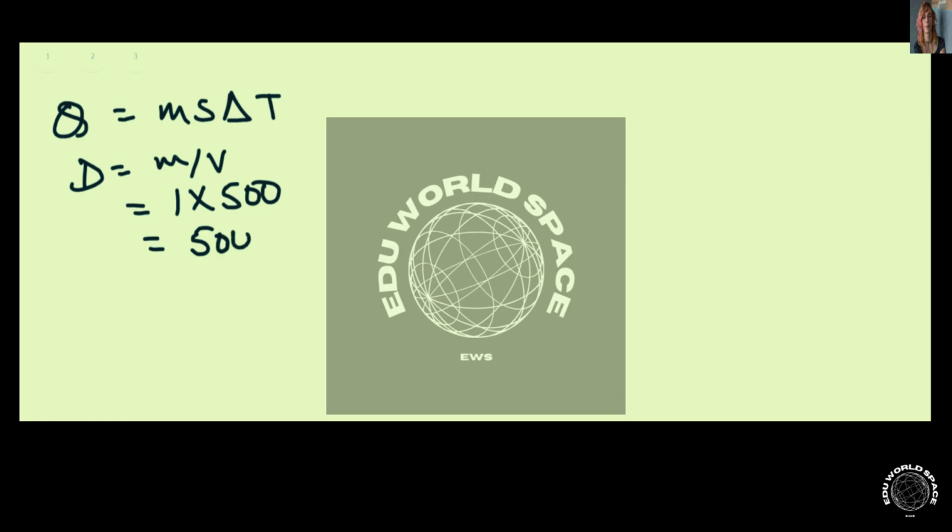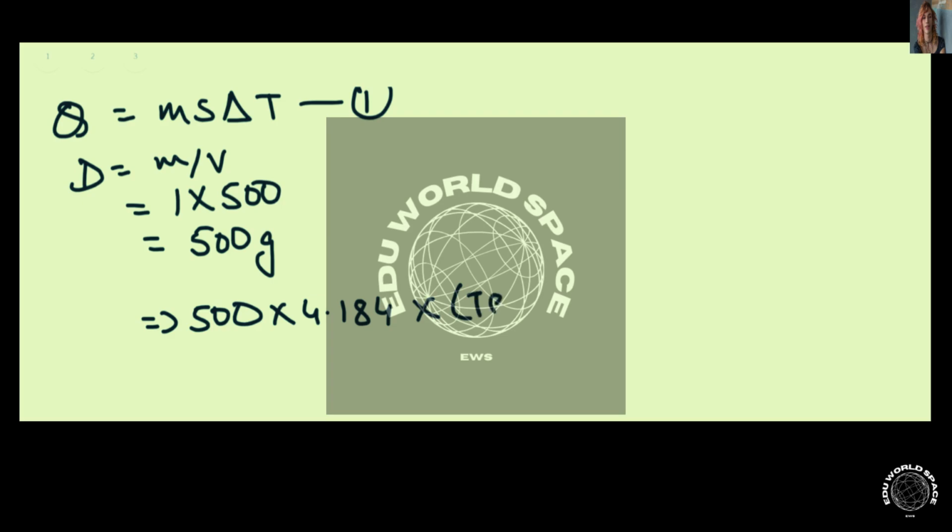Substituting the values to determine the mass of water, we have 1 multiplied with 500, so mass will be equal to 500 grams. We have to find out the amount of heat energy released to decrease the temperature of water from 83 degrees Celsius to 0 degrees Celsius using formula number 1. Substituting the values into that formula, we have 500 grams multiplied with 4184 multiplied with the change in temperature, so final minus initial temperature.